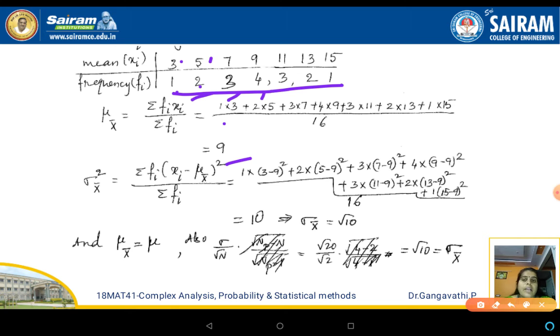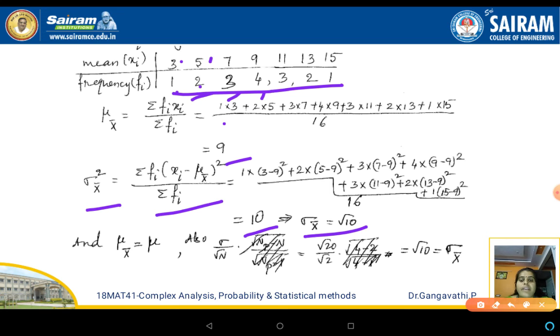You can compare this with the mean of the population. Mean of the population was 9 and here mu X bar is also 9. So one value we have verified. Now we have to verify the standard deviation also. Sigma X bar square, defined for with replacement, is summation Fi into xi minus mu X bar whole square by summation Fi. Substitute the values accordingly; summation Fi is 16. We have already calculated and substituted. So you get sigma X bar square as 10, and standard deviation sigma X bar is equal to square root of 10.